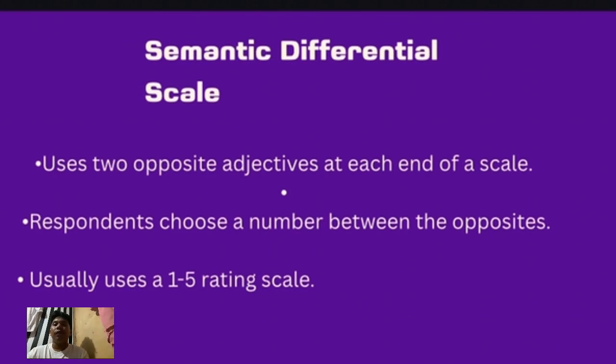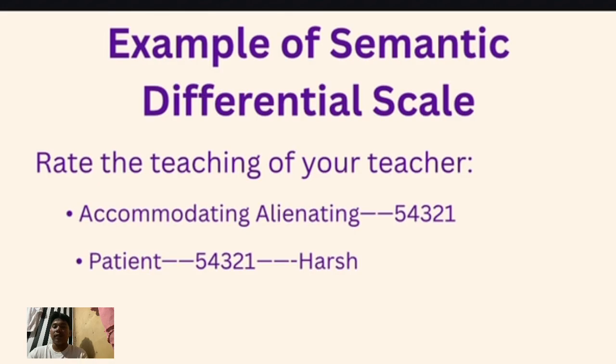So the semantic differential skill is a type of rating skill that uses two opposite adjectives at the ends of a scale. Respondents choose a number between these opposite words to show their opinion. Usually, the scale ranges from 1 to 5, where each number represents the degree of the respondent's feelings or perception. So this skill is often used to measure attitudes, impressions, and perceptions. To better understand this, let us look at an example.